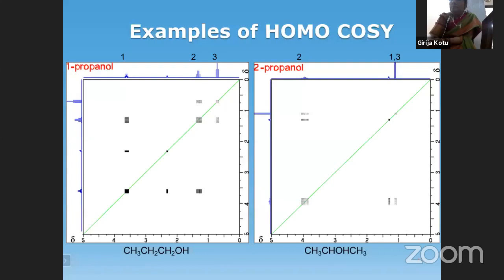That means the CH2 is not coupling to the terminal methyl. Okay, next, coming to the OH, second one. OH is coupling only to the CH2 proton, which is next to it. So that we have already shown it.